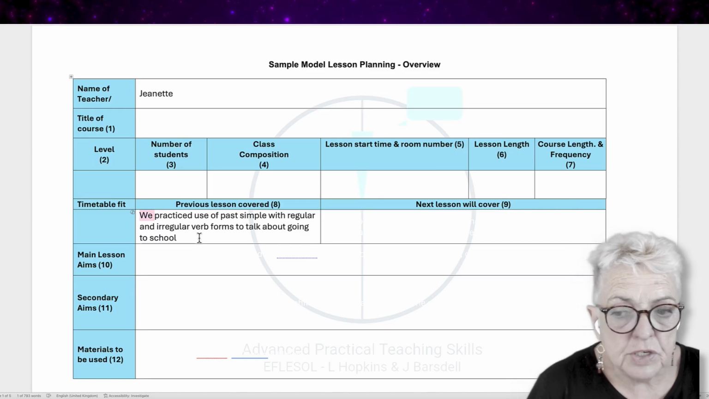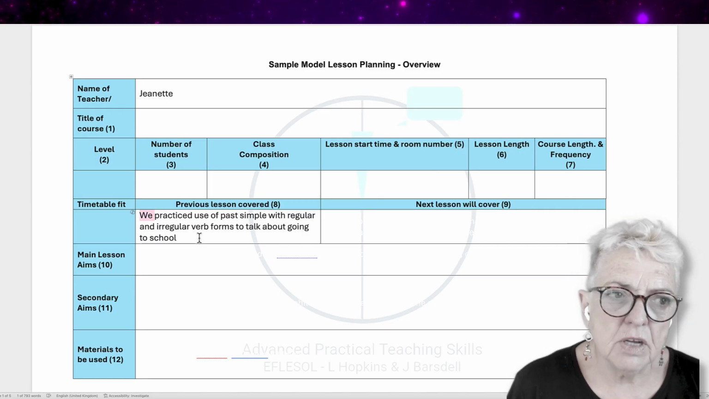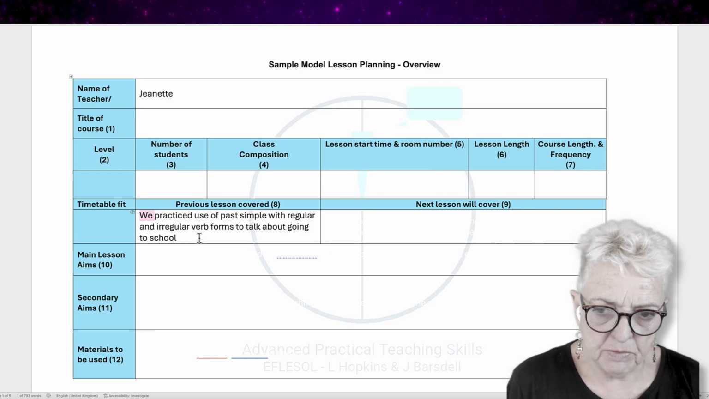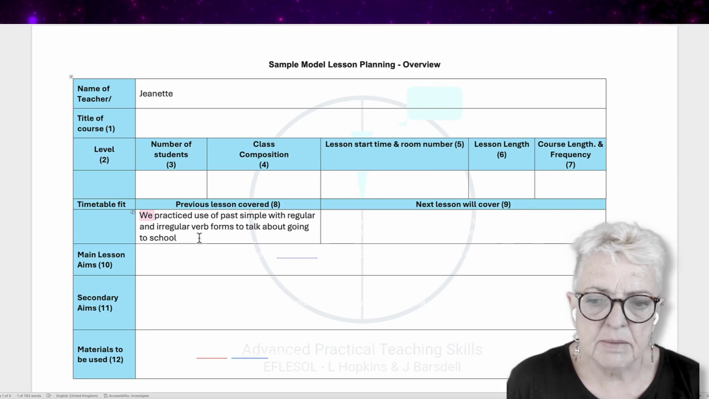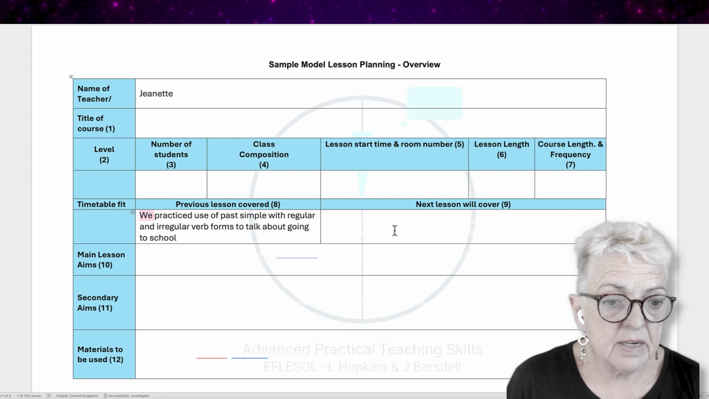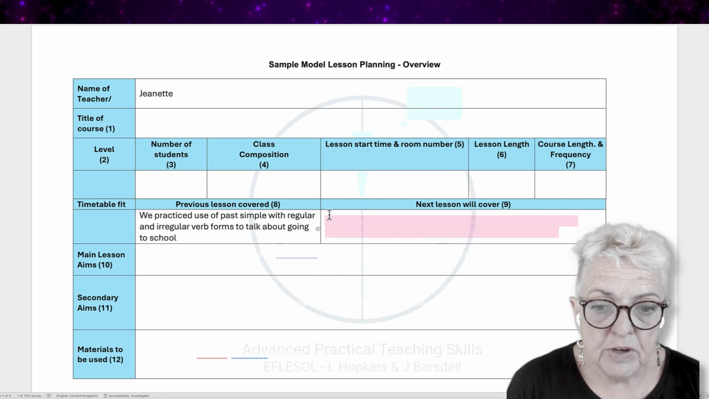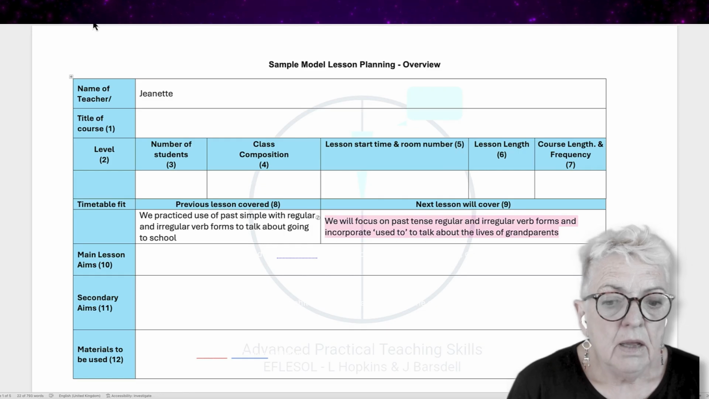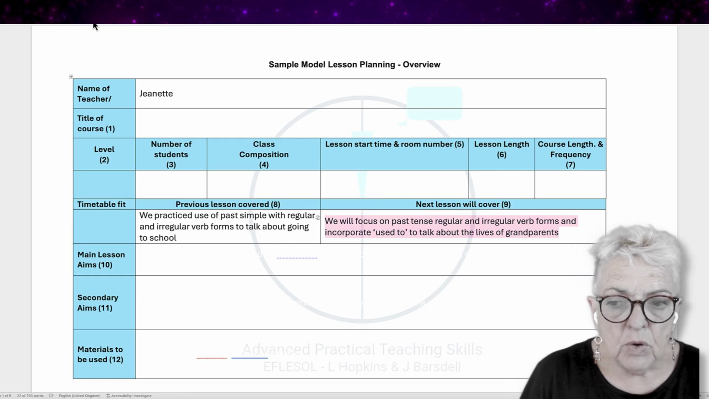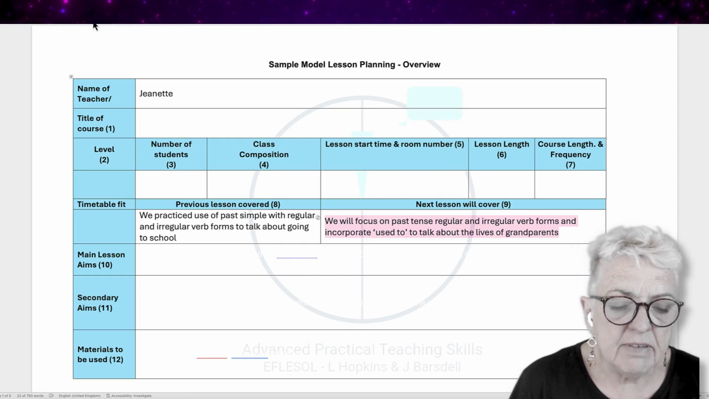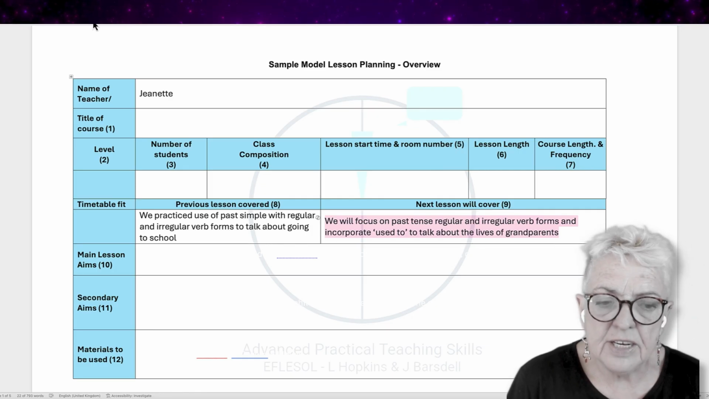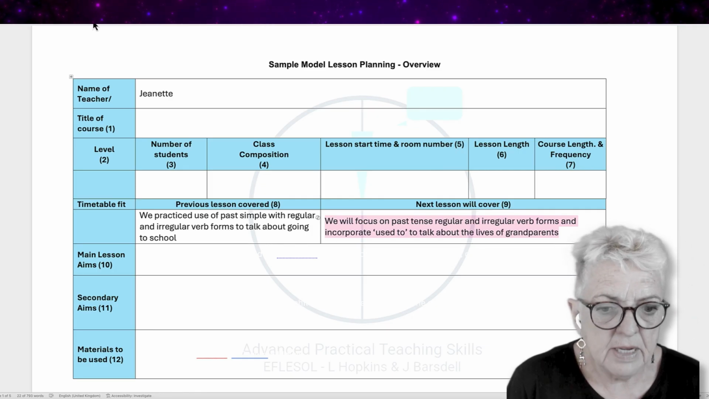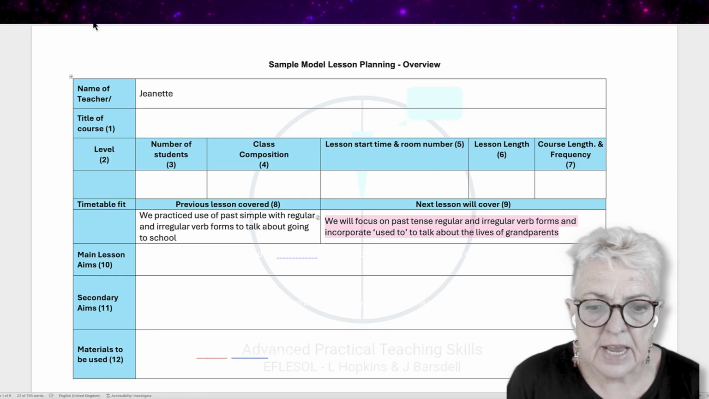So that's quite a likely previous lesson to introducing used to. If you're going to introduce used to, usually the students are fairly familiar with past simple forms, both regular and to some degree irregular. And moving on from used to, logically would be to incorporate past tense, regular and irregular, and used to together. So to practice the 3 together.